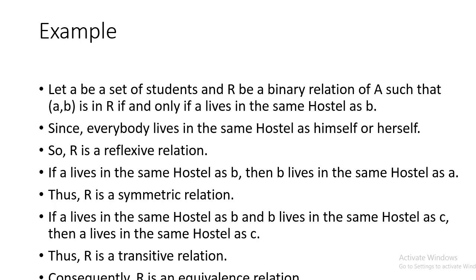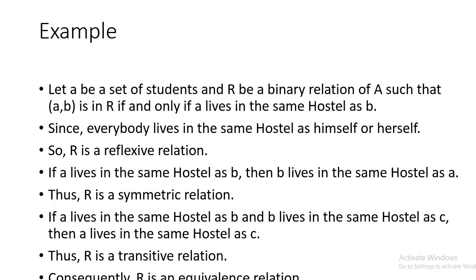Now let's see one of the examples, the next example of an equivalence relation. Let A be a set of students and R be a binary relation on A such that (A, B) is in the relation R if and only if A lives in the same hostel as B. So what is the condition? A is the set of students here and R is a binary relation on A. So if A lives in the same hostel as B, then and only then (A, B) is in relation R.